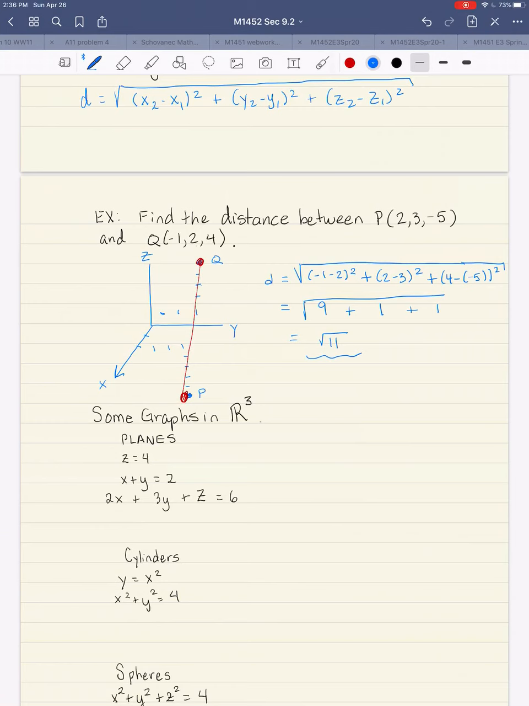If we look at some graphs in 3 dimensions, planes will be things which were linear in their equations. First degree equations in 1, 2, or 3 variables are all graphs of planes. For instance, the plane z is equal to 4. If I draw my 3 space here, the plane z is equal to 4 will be parallel to the xy plane through z is equal to 4. I'll just draw it in the first octant, and you use your imagination that this is going back into the paper parallel to the xy plane.